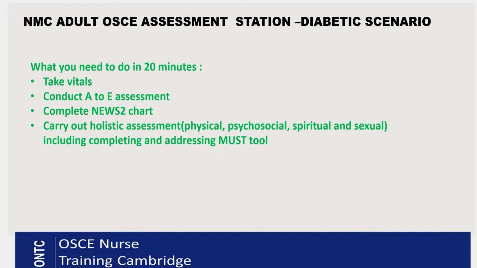So we're going to take vitals, which we do for any scenario, so we will take it for this patient as well. We need to conduct the full A to E assessment as per the marking criteria set by the NMC, which I've already covered in my other assessment videos, so go and have a look. And then you need to complete the NEWS chart, which we know that if we have done the vitals, we need to plot them on the NEWS. We need to verbalize the monitoring frequency, total score, escalation. So that all has to be completed.